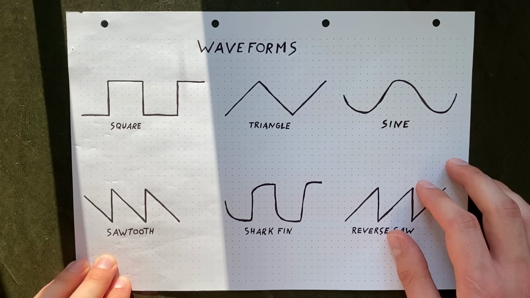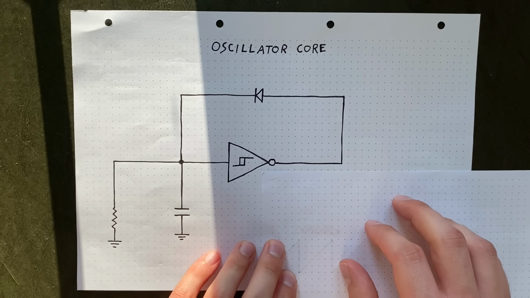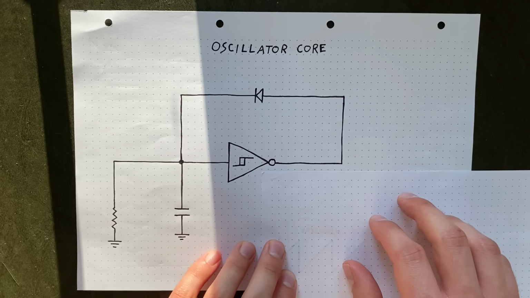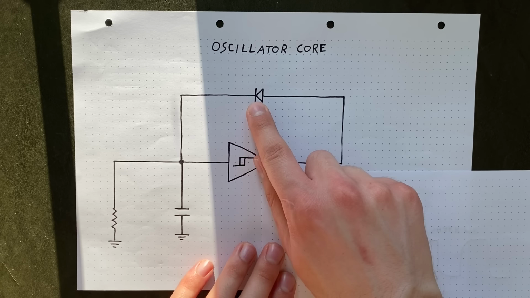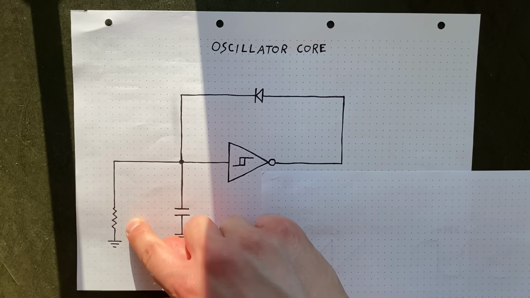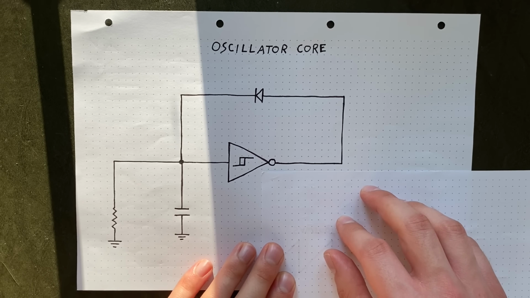This makes it comparably easy to manipulate that frequency. But before we get into that, let's take a look at our basic oscillator core. So at the center of it all, we're using just 4 components: a capacitor, a Schmidt trigger inverter, a diode, and a resistor. That's all that's needed for a fixed frequency sawtooth oscillation.